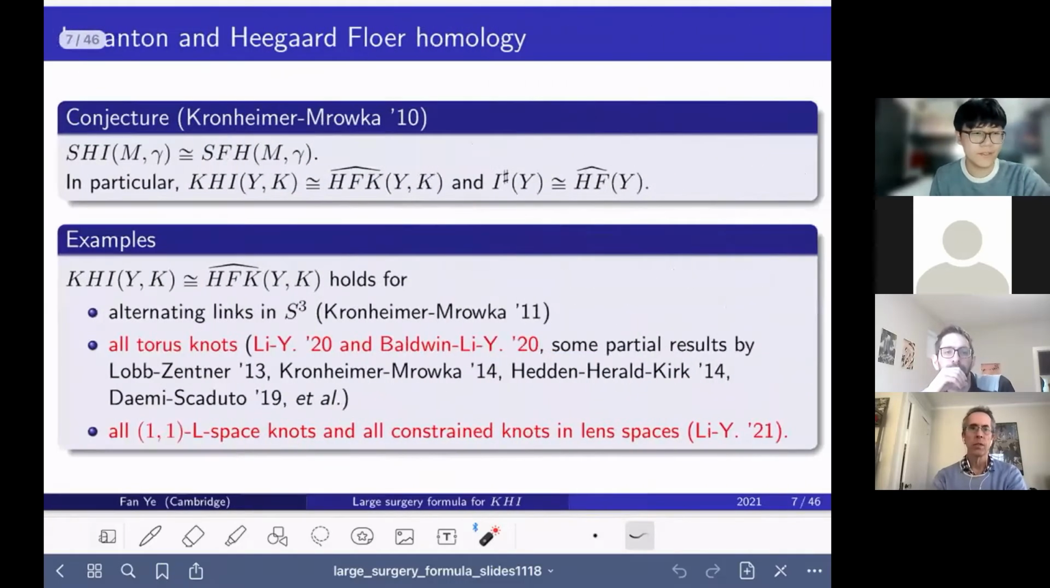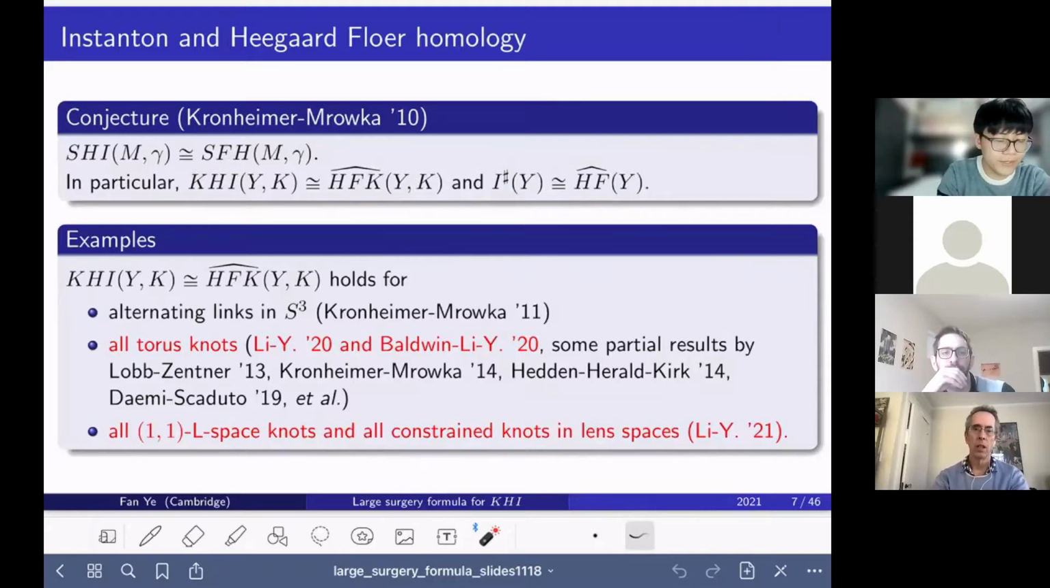Okay, and then there is a conjecture by Kronheimer and Mrowka, which says for any balanced sutured manifold M gamma, we have an isomorphism: SHI is isomorphic to SFH. So in particular, we conjecture that KHI is isomorphic to HFK hat, and I sharp is isomorphic to HF hat. There are many examples where this isomorphism has already been proved.